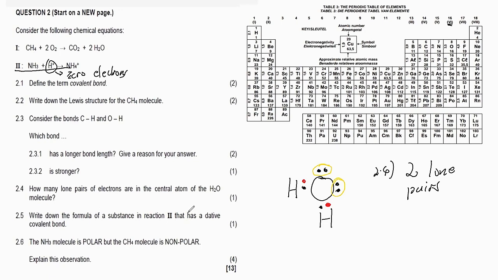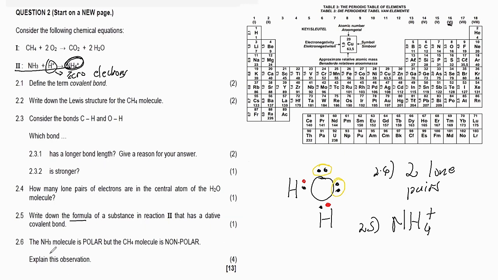The substance that forms the dative covalent bond is obviously this one here. So it is the product. So that's where we form the dative covalent bond. So for 2.5, since they're saying write down the formula, we're going to have to write NH4 plus. So we call this the ammonium ion, right? So it's the NH4 plus.